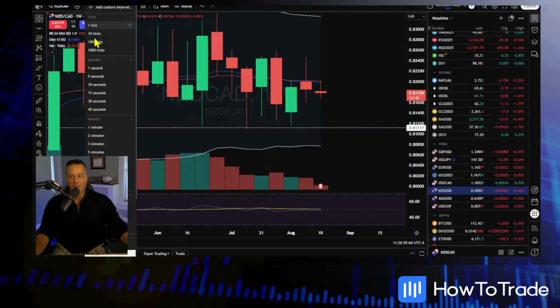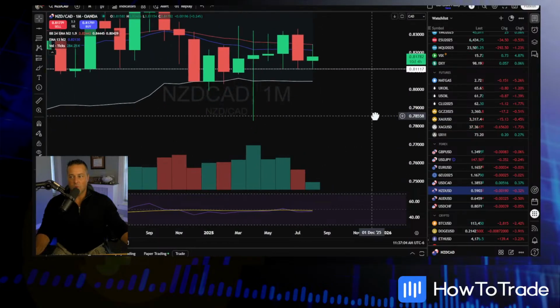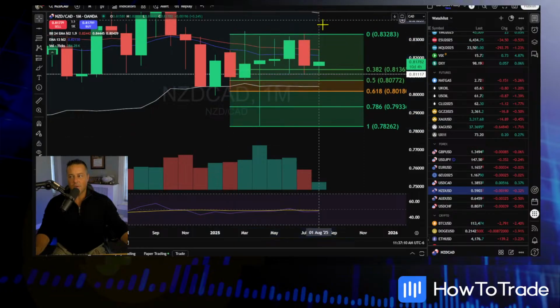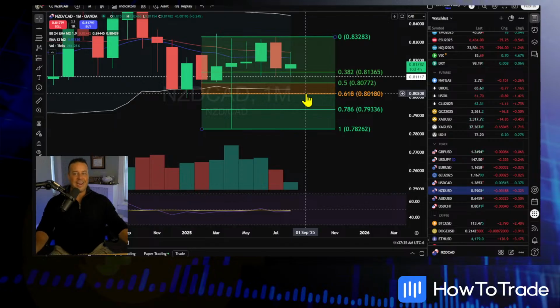Let's back off to a monthly chart. What do you got? Very similar to what we just looked at on the Kiwi dollar. 38% holding firm at 81.36. I'd probably be waiting for that, maybe a little penetration there, and then we can bid that down near that weekly triple bottom. And then if you get the big move, of course, we're down there at 80, ready to go. I just don't know that you're going to get that kind of move here with the Kiwi CAD.